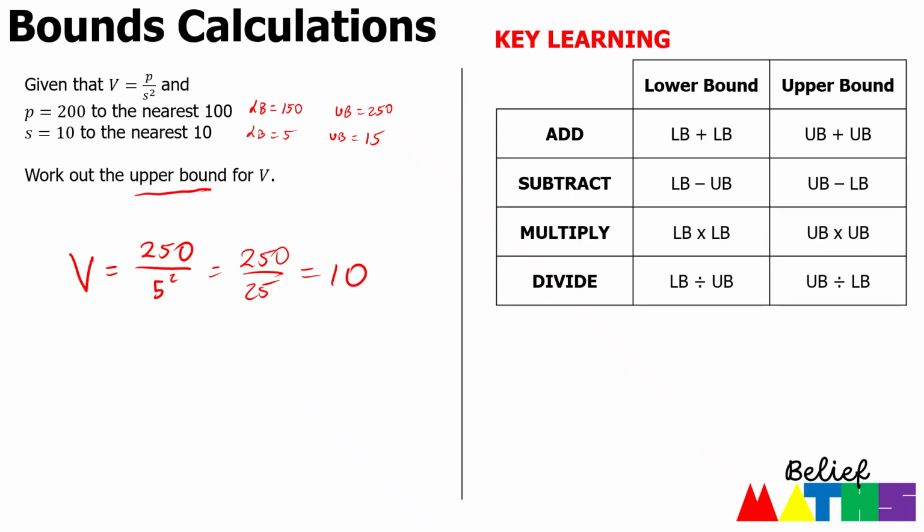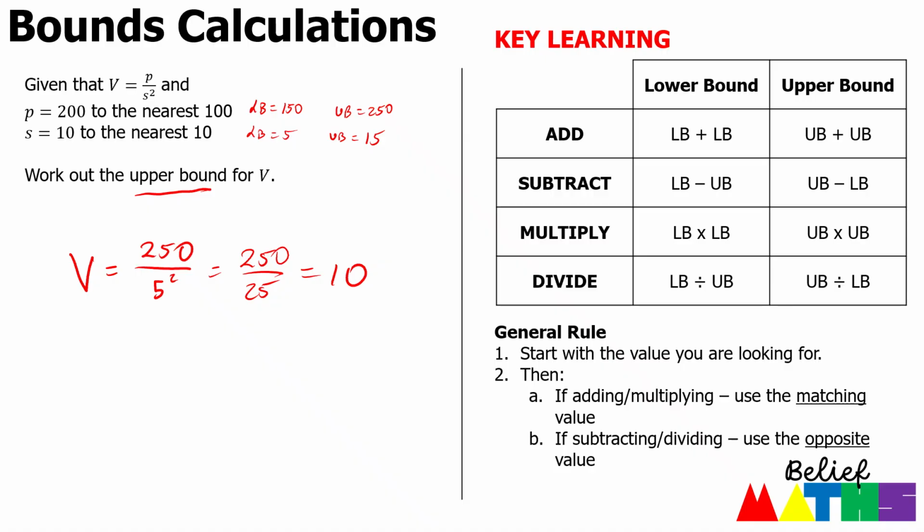When you add and multiply, you use the matching ones, so the two lower bounds for the lower bound, the two upper bounds for the upper bound. For subtraction and division, you do the opposite, so you use lower bound and upper bound, or upper bound and lower bound. And what I suggest, this is kind of your general rule, you start with the value you're looking for. So if you're finding the upper bound, you're going to do upper bound over lower bounds, etc.